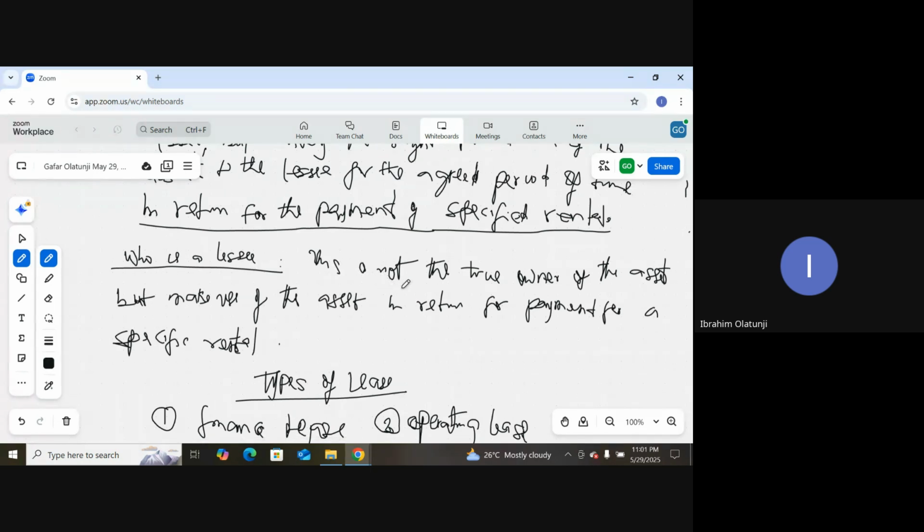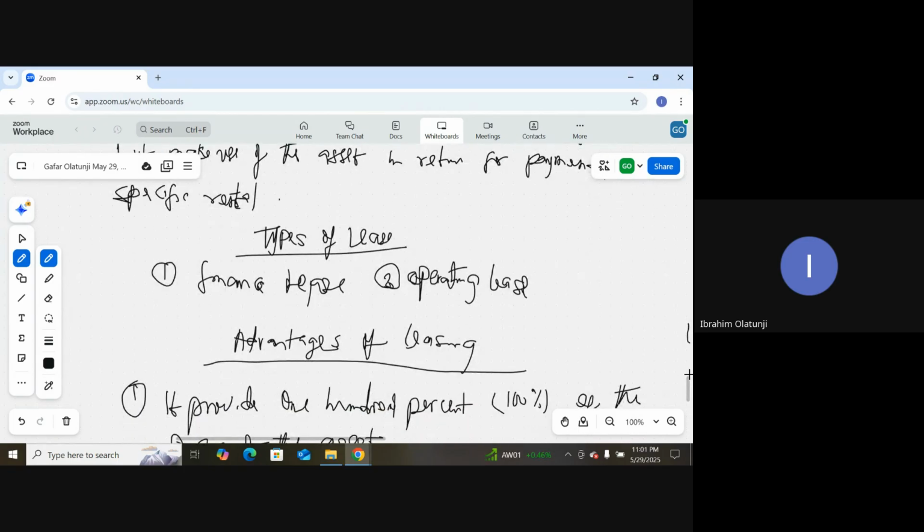Now, who is the lessee? This is not the true owner of the asset, but makes use of the asset in return for payment of a specific rental. And we said we have types of lease: finance lease and operating lease. When we say finance lease, the risks and rewards need to be transferred to the lessee. While for operating lease, the maintenance and service charge will be borne by the lessor.